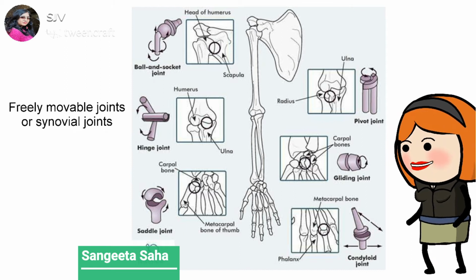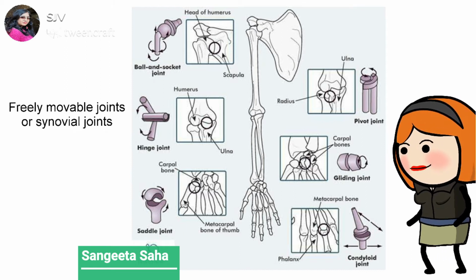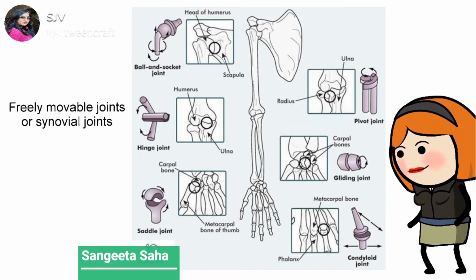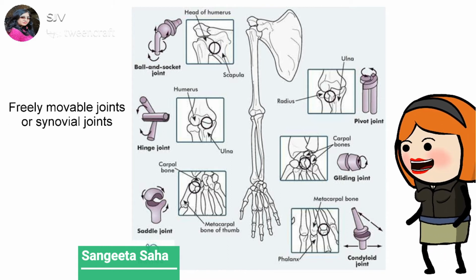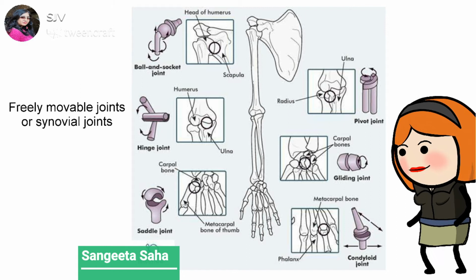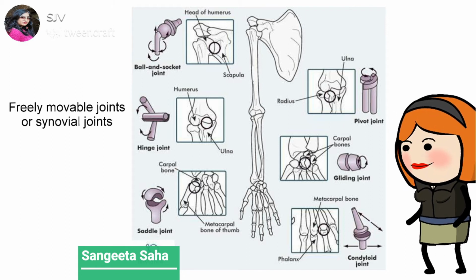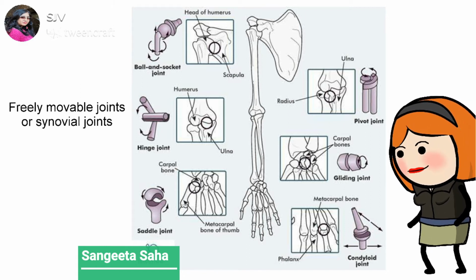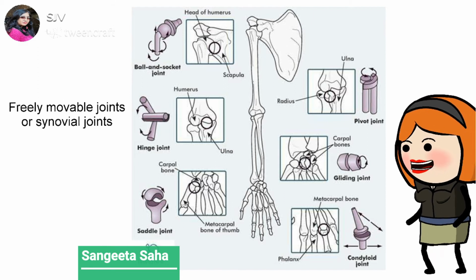Now, there are six types of synovial joints: ball and socket joint, hinge joint, pivot joint, gliding joint, condyloid or ellipsoid joint, and saddle joint. We are going to have a brief description about each one of these in the upcoming slides. The first one is the ball and socket joint.